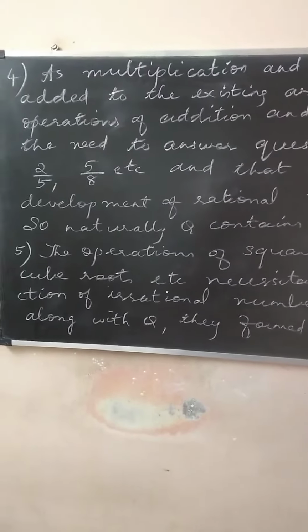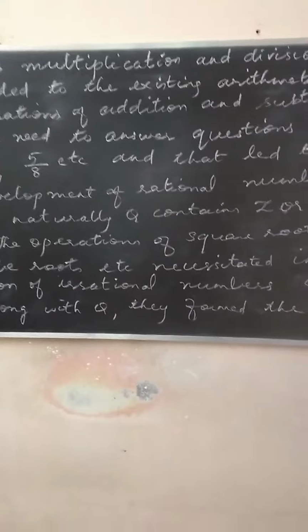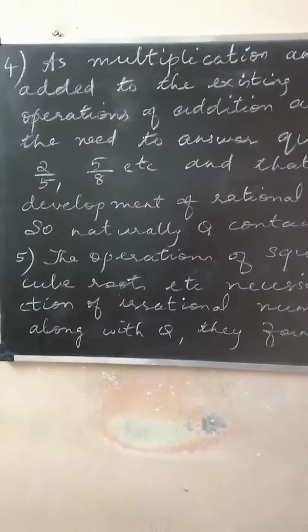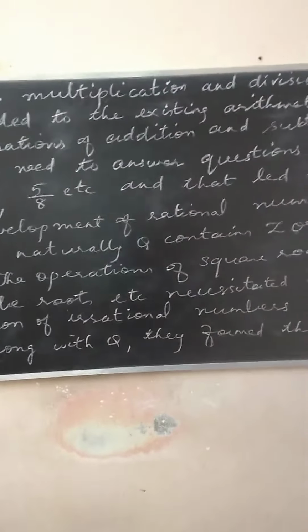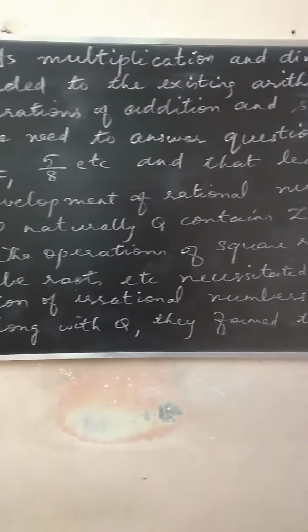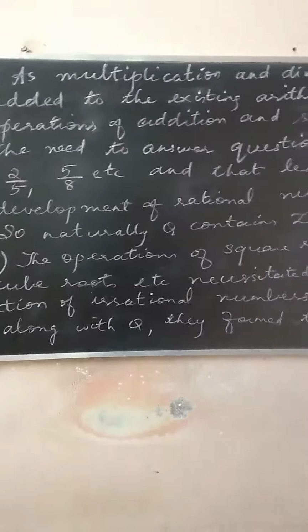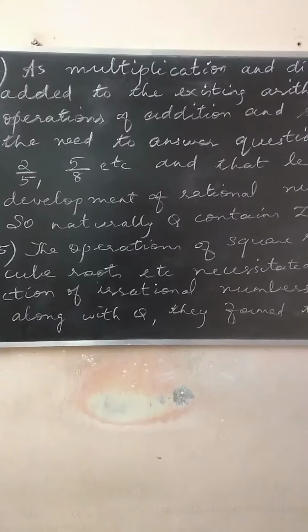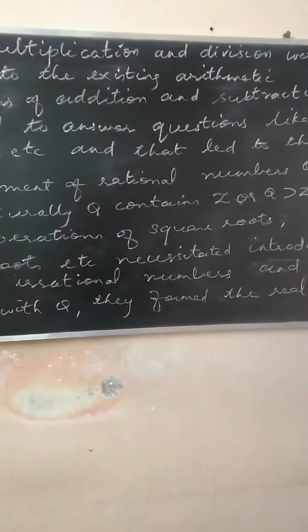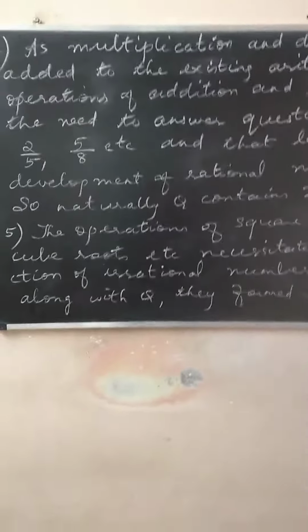This video comes as a continuation of my first one. So you saw how the need came in order to extend the existing natural numbers to integers. After that, when multiplication and division were introduced to the existing arithmetic operations of addition and subtraction, you needed an answer for questions of the type 2 by 5, 5 by 8, 7 by 13, etc. And this led to the introduction of rational numbers.